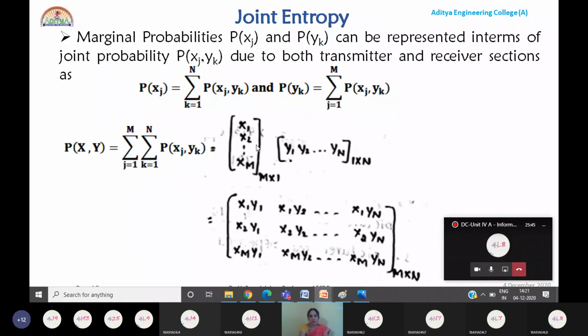Now if you multiply these two, you can get the joint probability matrix. First row elements are x1 y1, x1 y2, and so on up to x1 yn. Second row elements are x2 y1, x2 y2, and so on up to x2 yn. Similarly, we have m number of rows and n number of columns, and the last element is xm yn. So this is the joint probability matrix. Remember these values.